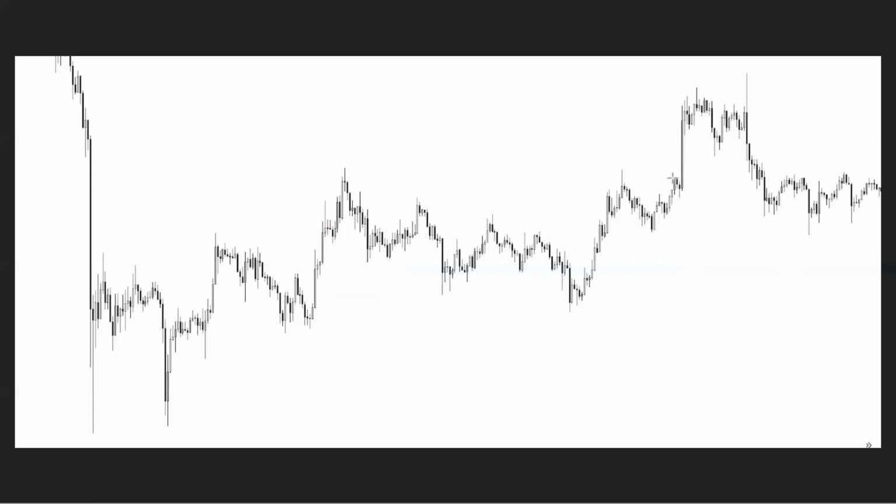And if I mark out the untested consolidations on the lower time frames in this structure, you can see that there's one in here. Okay. One down here. These are the areas at which price finds support. Is that kind of clear?